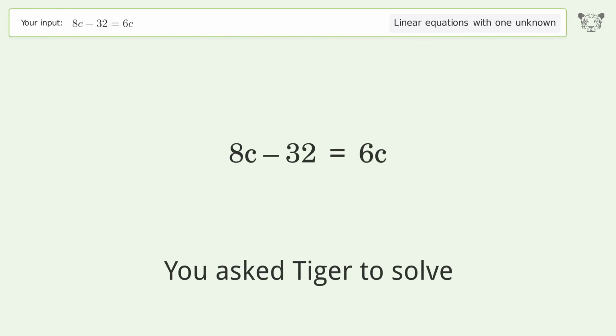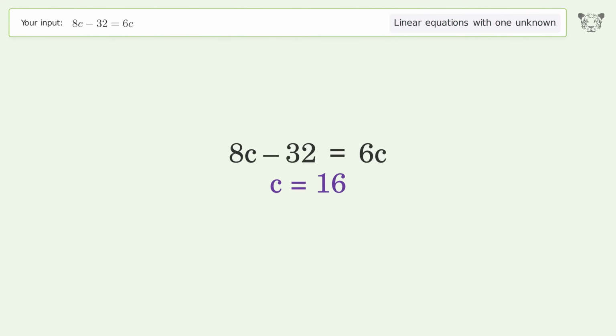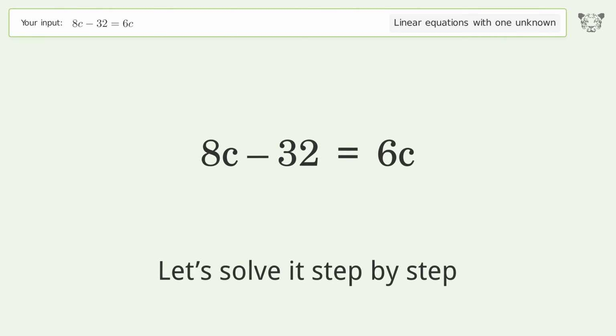You ask Tiger to solve. This deals with linear equations with one unknown. The final result is c equals 16. Let's solve it step by step.